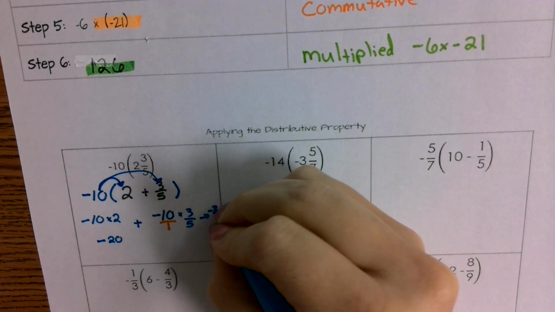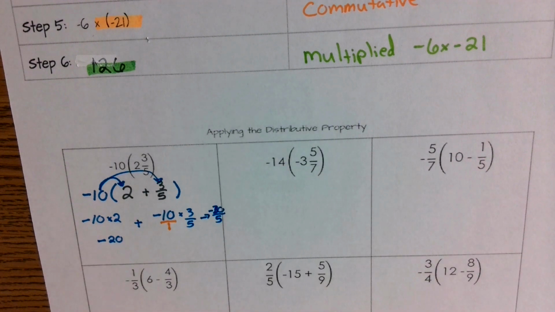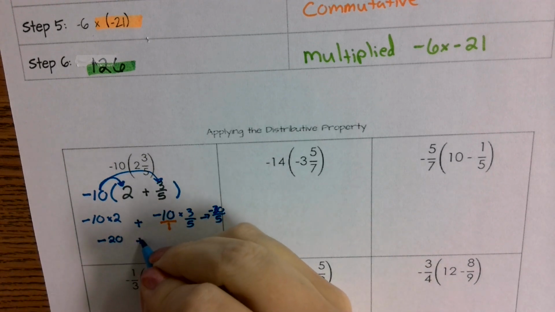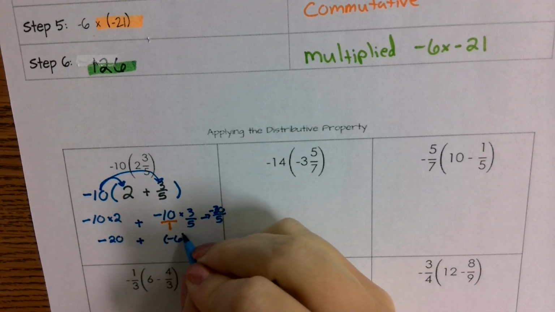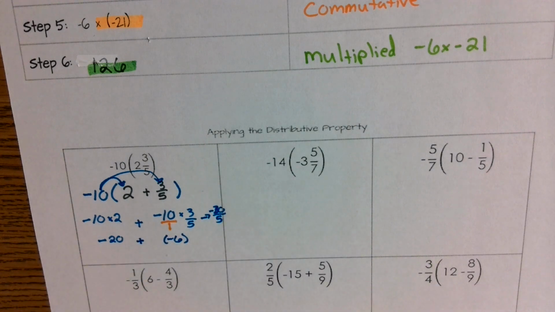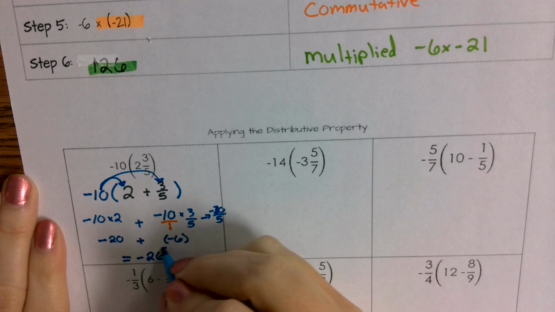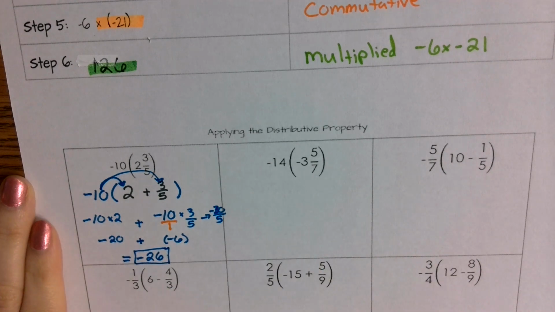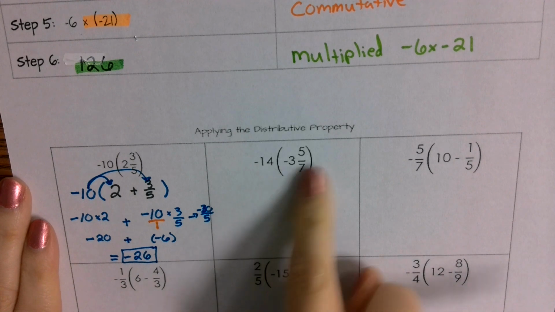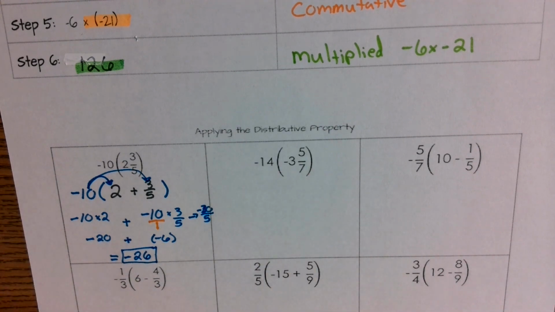And if we have negative 30 over 5, can you divide negative 30 over 5, Fatima? Negative 6. So this now comes out as plus negative 6. And you can add those. What's negative 20 plus negative 6? Negative 26. Okay? It's not that difficult to do. Negative 26. Okay? For the second problem, and I'll do that in a different color.